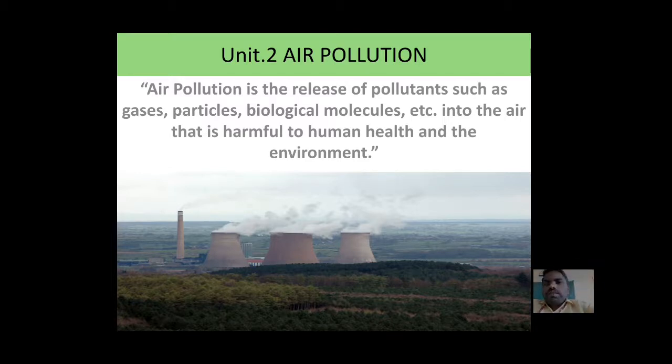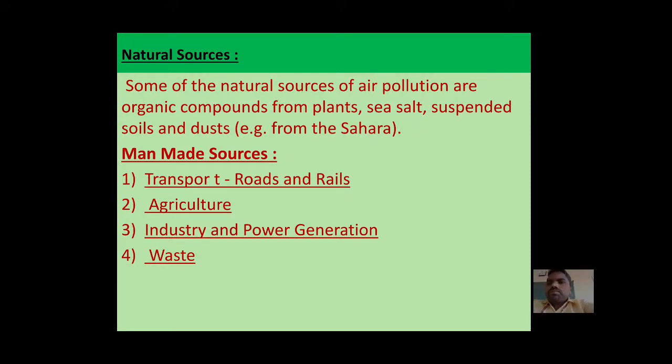For this air pollution, the main sources are natural sources and man-made sources. First, we will discuss the natural sources. Some of the natural sources of air pollution are organic compounds from plants, sea salt, and suspended soil and dust. These are the natural sources of air pollution.